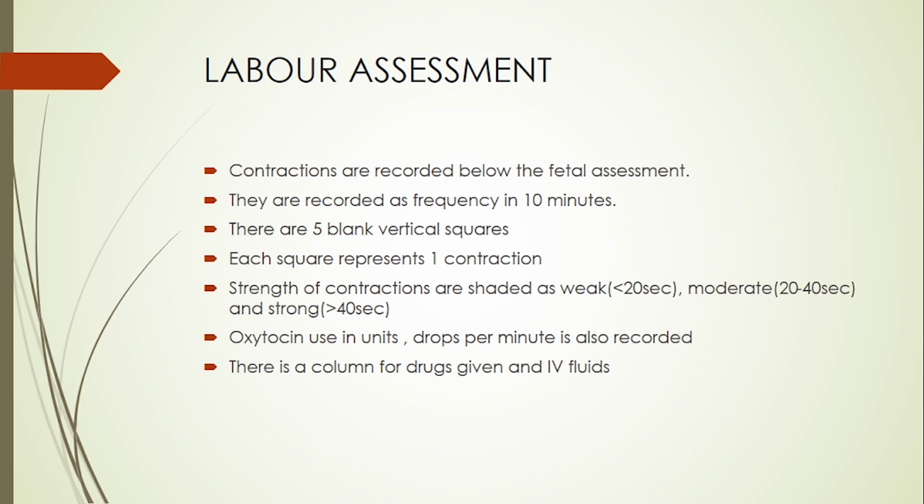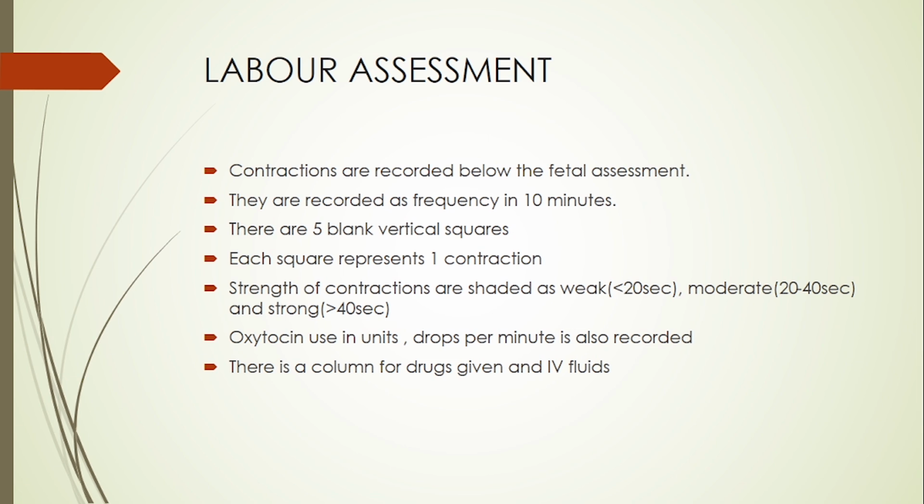So by the time you are getting 5, you will know that, okay, indeed you have gotten that maximum number that can be recorded on the pathograph. So you record the number, each square represents a contraction, and the strength of the contractions are shaded as whether they are weak, moderate, or strong, depending on the duration. If the contraction is less than 20 seconds, you may describe that as weak. If it lasts between 20 to 40 seconds, you say it is of moderate strength, and it is really strong when you have contractions lasting 40 seconds or more.